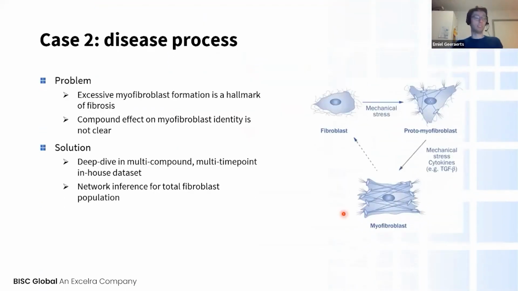The second case is where we had a disease process and the client was very interested in the effects of a compound or a treatment on the disease process. In this case, we were talking about fibroblasts. So in fibrosis, there is an excessive formation of what's called myofibroblasts or inflammatory fibroblasts. Here the client had a very large data set available with multiple compounds, and we performed network inference using SCENIC on the total fibroblast population.